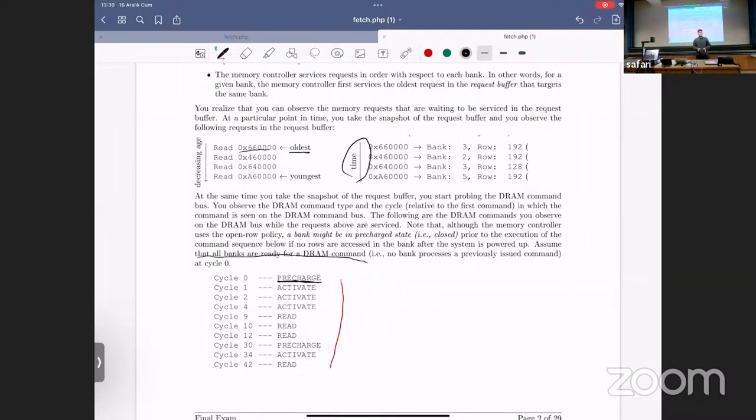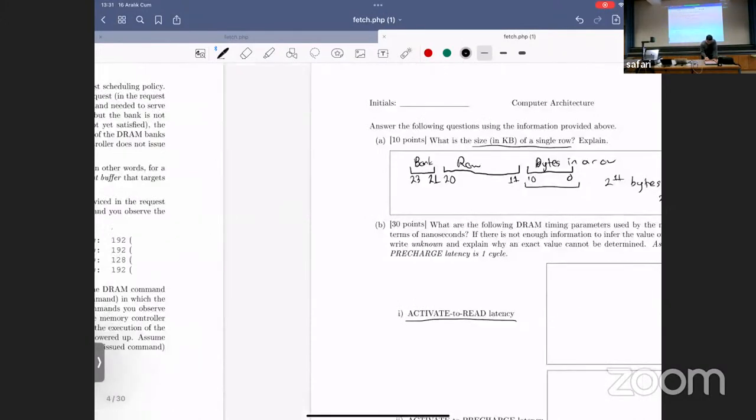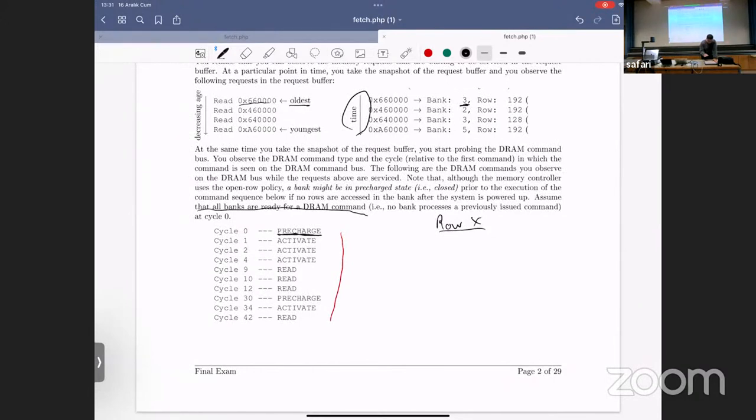So if all banks are ready for a DRAM command, the memory controller must execute a command to serve the first request. And it executes a precharge command, and that means bank three, in the beginning, had a row open. So there was a row open, row X, in bank three that we don't know. And yeah, we were looking at activate to read latency. So this piece of information will become useful later on. But because I'm starting from the beginning, I want to let you know of this earlier.